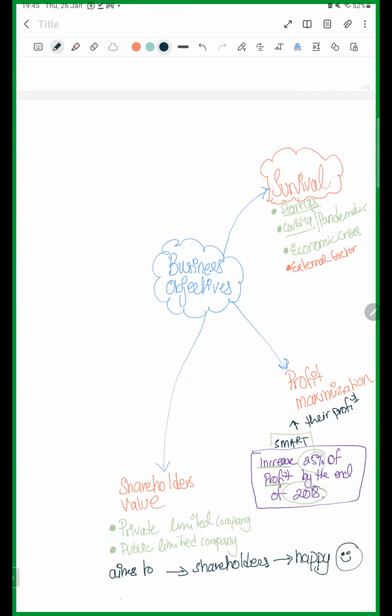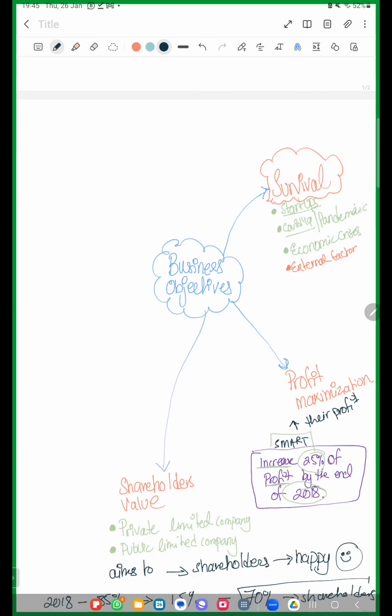By when you make a profit, for instance, in the year 2018, you made a profit of 85%, let's say. If you were looking for a different kind of objective, maybe you would have kept the profit. But when you want to increase your shareholder value and you want them to be happy, you give them higher returns. So you keep 15% and you give 70% of profit to your shareholders as dividends, as returns, as a bonus dividend because you did so well.